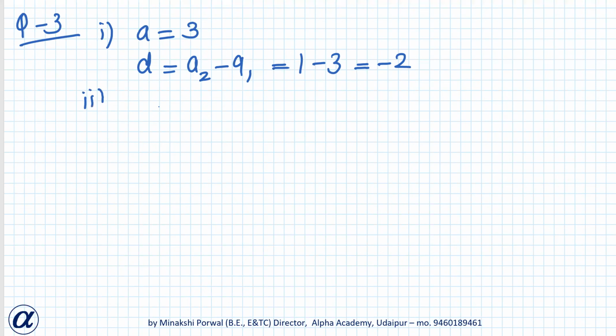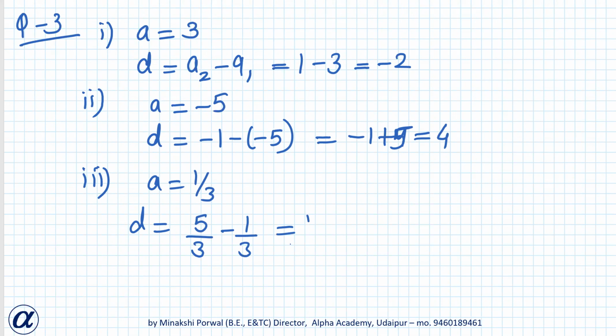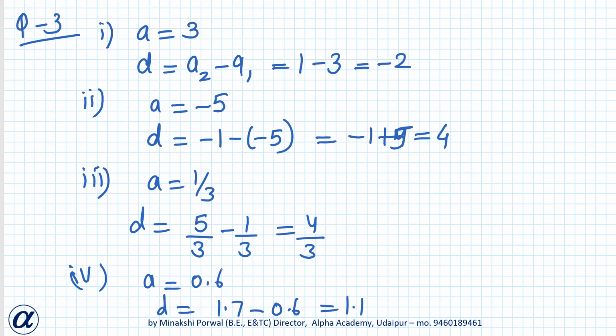Second, A is minus 5 and D is second term minus first term. Okay. So it is minus 1 plus 5, that is equal to 4. Okay. Third, A is 1 by 3 and D is second term, that is 5 by 3 minus first term, that is equal to 4 by 3. Fourth part, A is 0.6 and D is second term minus first term, that is equal to 1.1. Okay. So any doubt till here?